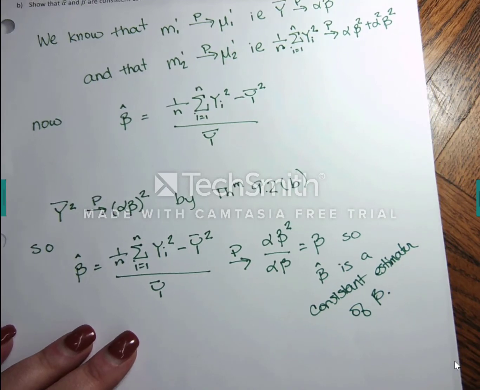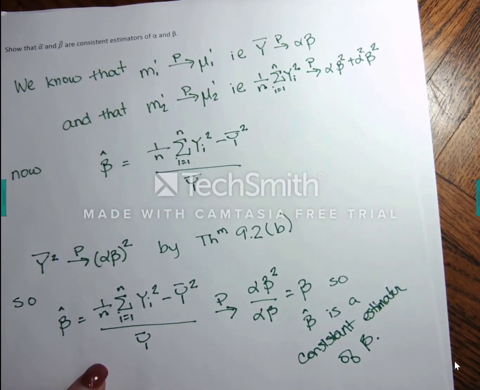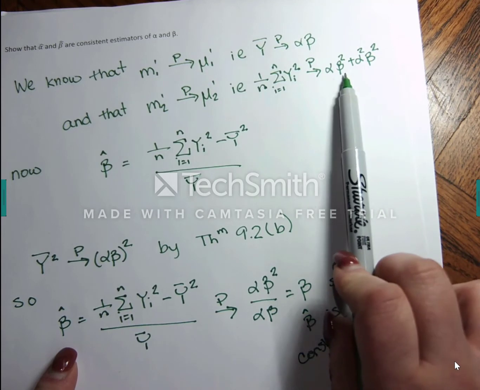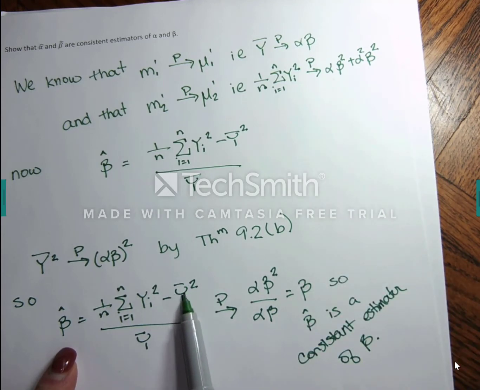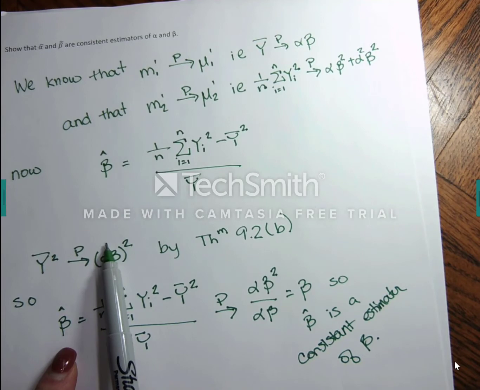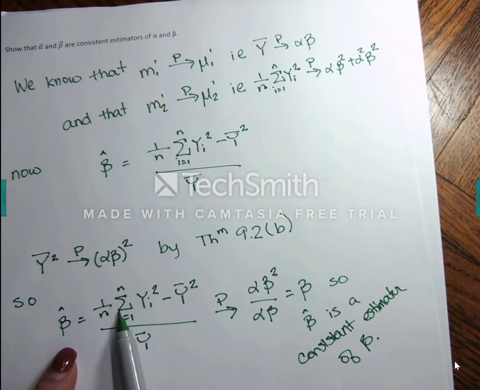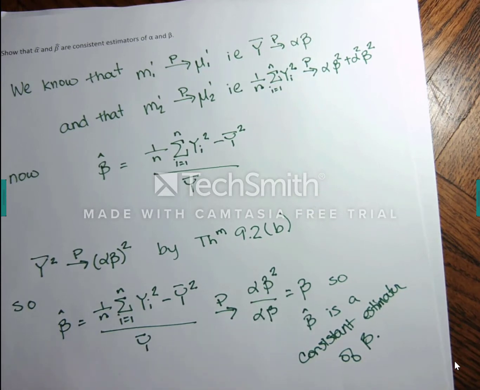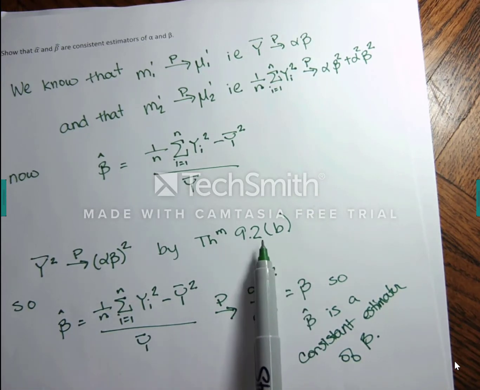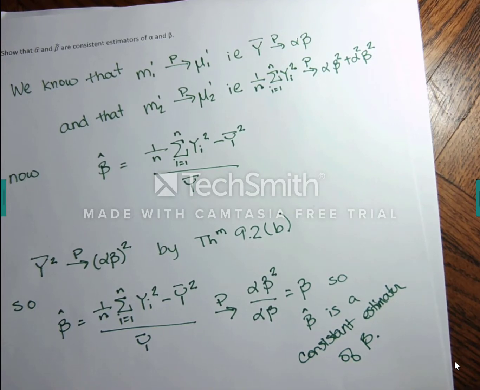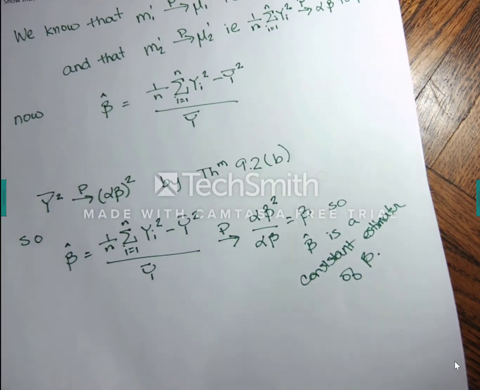So notice where these are coming from. If we look at this in 3 separate pieces, we know from up above that this piece converges in probability to this, this piece converges in probability to this, and the y bar converges in probability to alpha beta. Combining all three of those pieces is where this comes from, and the reason we can do that is, again, by that theorem 9.2. So you always want to keep that theorem handy, because when we work with consistency or convergence in probability, it comes in really handy.